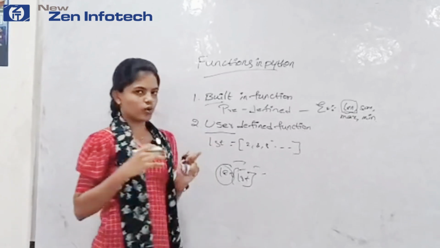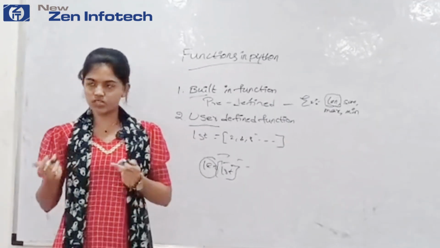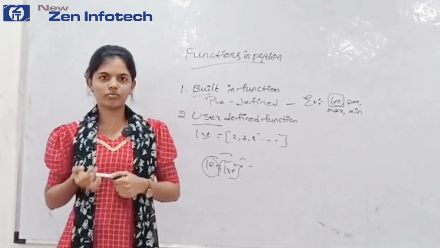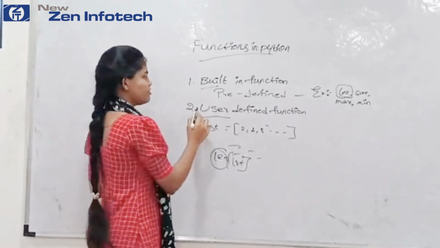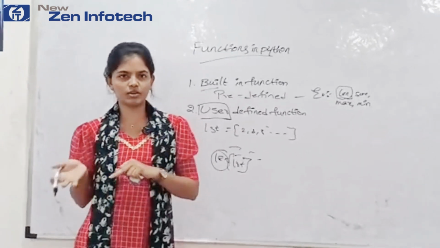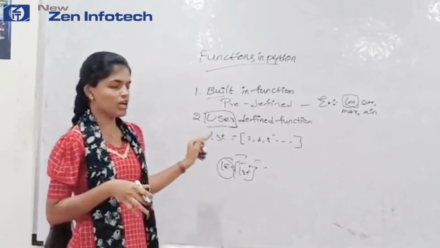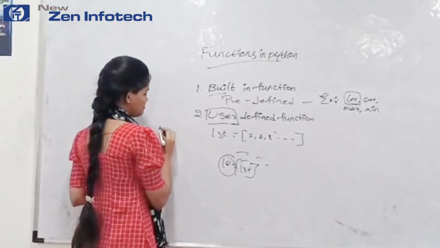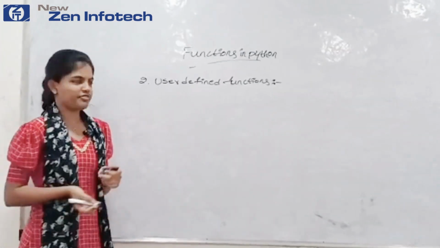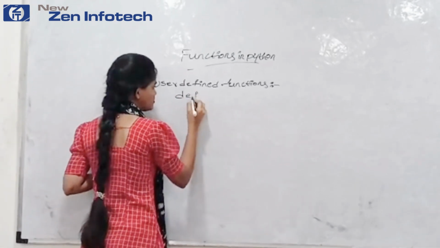If a user wants to write code by himself, and wants to repeat a block of code multiple times, then he uses a function. By using the def keyword, he defines the function. User-defined functions are defined by using the def keyword.